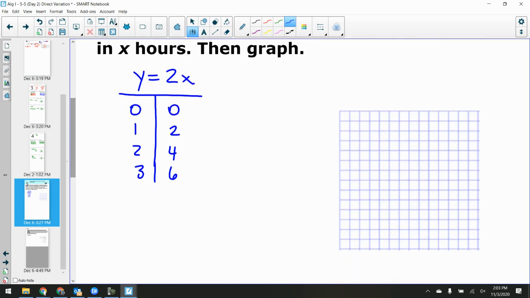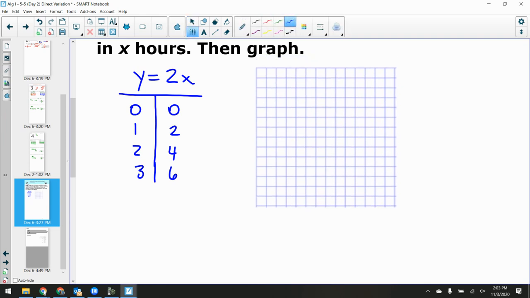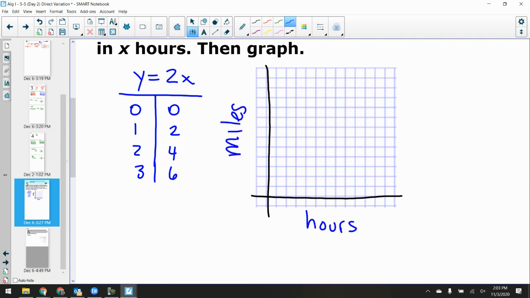Let's graph this now. So just make yourself a graph. Don't forget to label your axes. This is hours, and this is miles. Looks like I'm going up by ones. Each place is going to be fine. 0, comma 0, 1, comma 2, 2, comma 4, 3, comma 6. If I wanted to, I could say 4, comma 8. Now, do I go down past my axis? Start here, on upward.